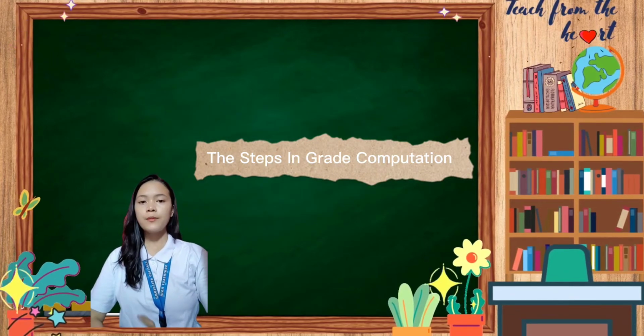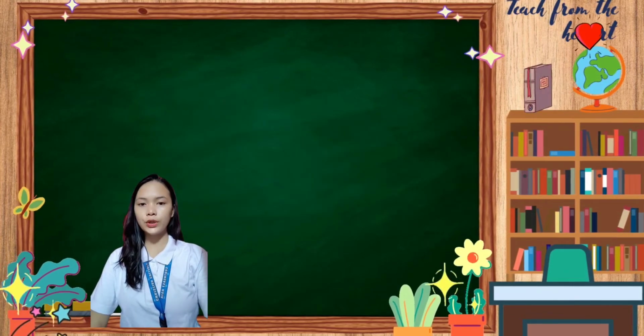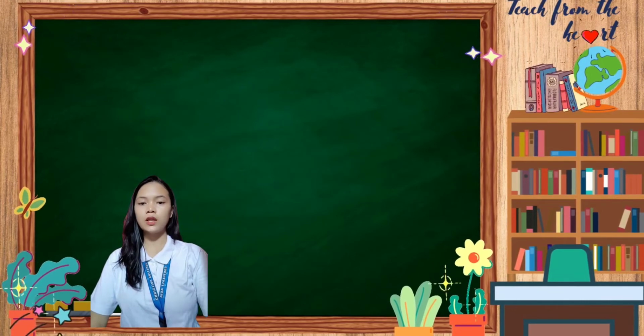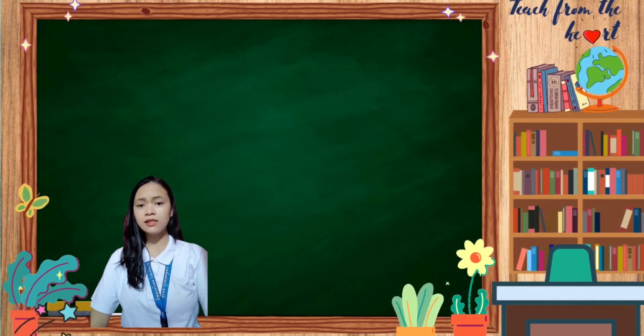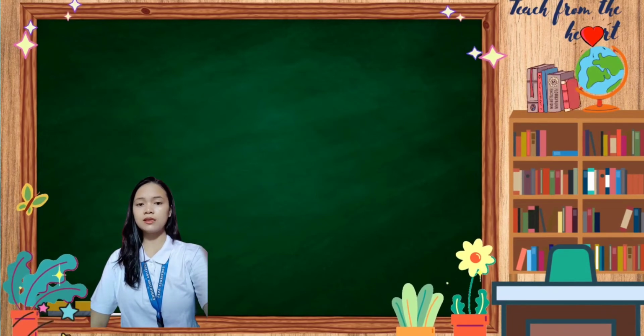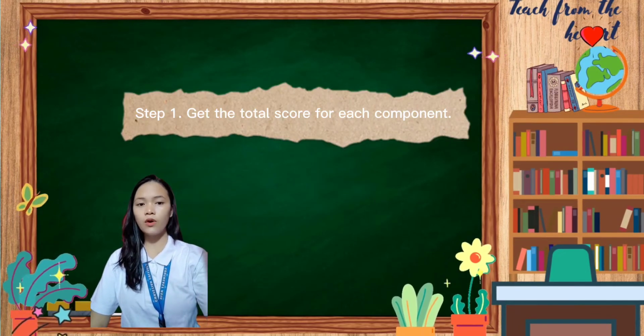I will be talking about the steps in grade computation based on the same depth order. Here are the steps to follow in computing grades. So there are 5 steps of computing grades. The first step is get the total score for each component.